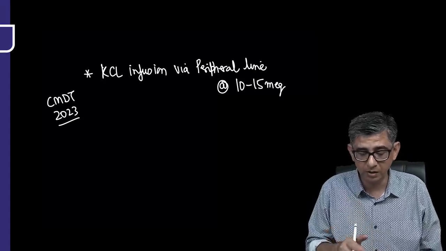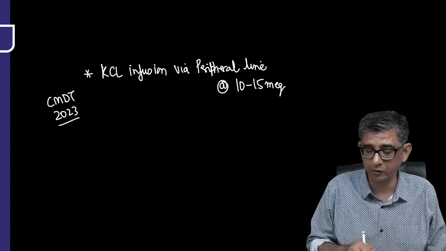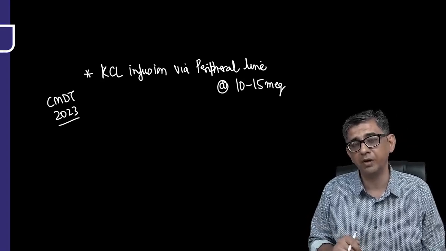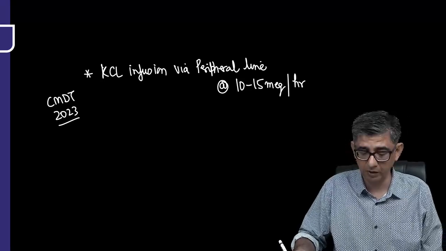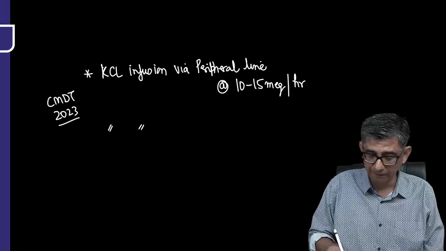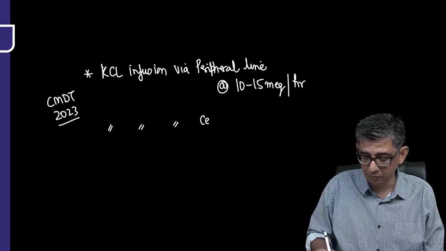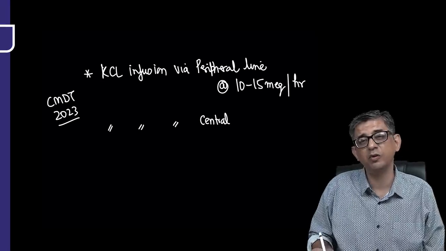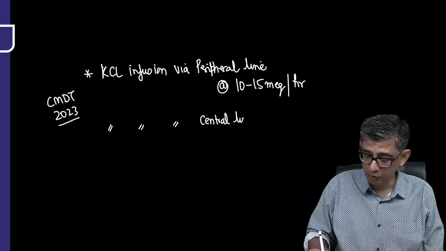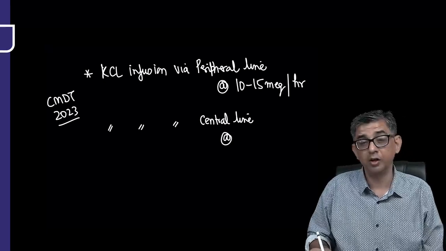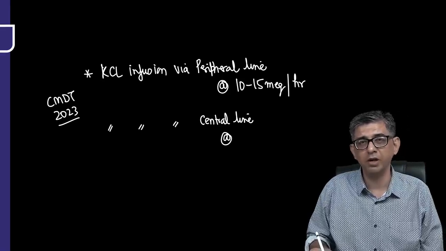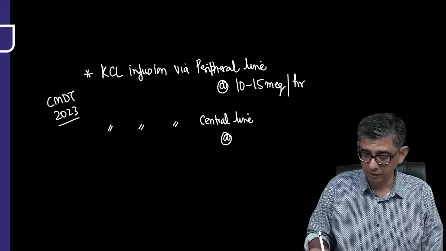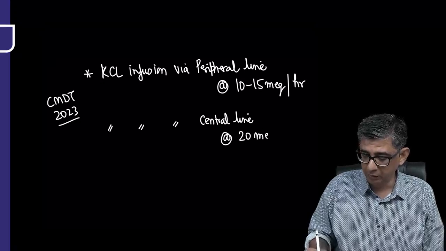At the moment, CMDT 2023, the current edition, mentions that with a peripheral line, you should be giving about 10 to 15 milliequivalents per hour. But in case there is a life-threatening situation, potassium is very low, 1.5 or even lesser, and you are forced to give it with the help of a central line, then which central line would be preferred? Either you could use femoral or you could use a subclavian vein, whichever is comfortable. And then the value that is to be given is 20 milliequivalents.